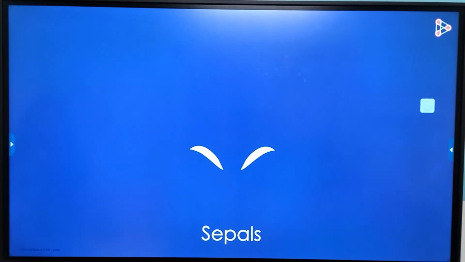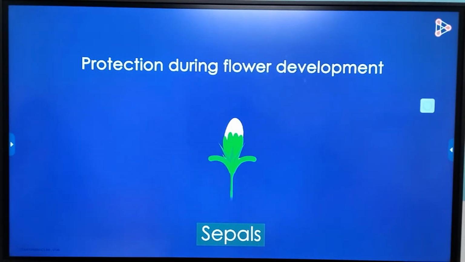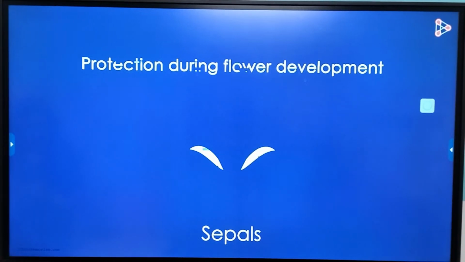Well, these are the first structures that develop when a flower is formed. Does this give us a hint about its function? The sepals are meant for protecting the flower when it's developing. When the flower is just a bud and not yet completely formed, the sepals form a protective covering around it. This mainly prevents the desiccation of the internal structures.